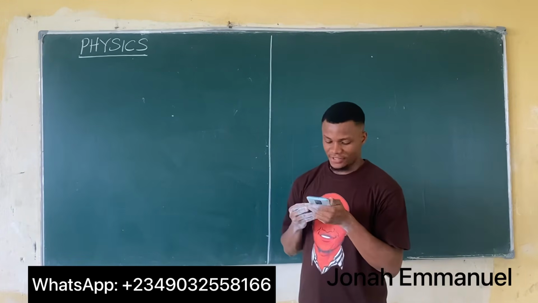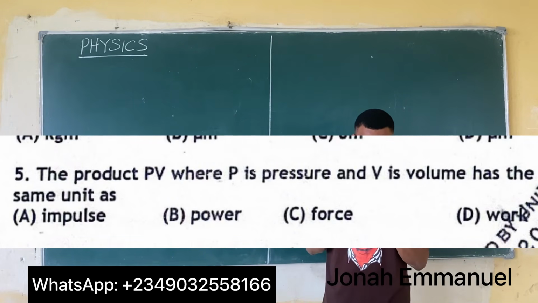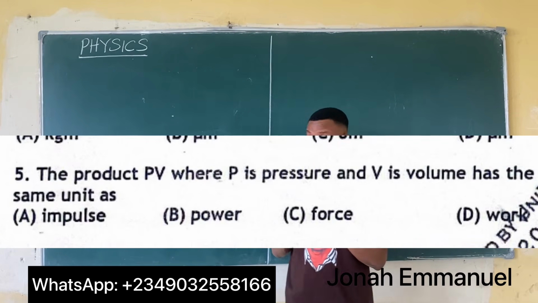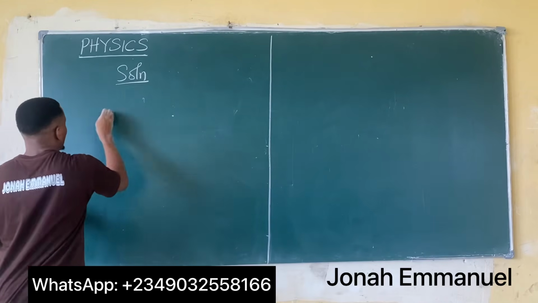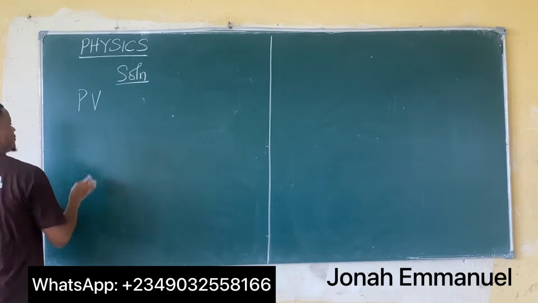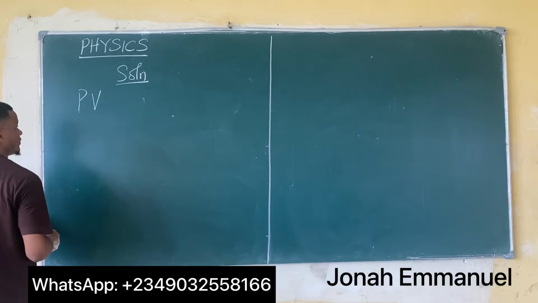This question says the product PV, where P is pressure and V is volume, has the same unit as dash. You have your options there. So solution, we are given a product of P and V. We said P means pressure and V is volume. So let's get this done.